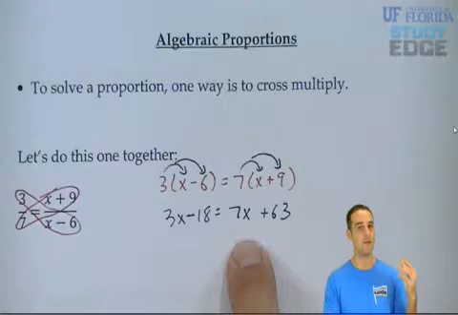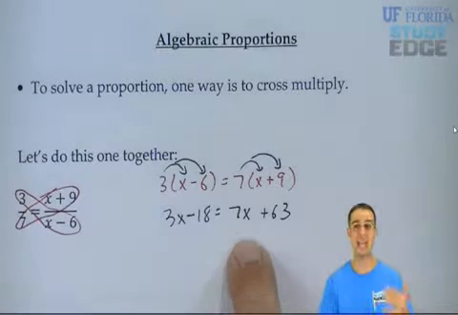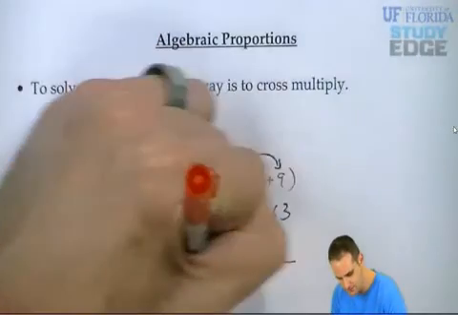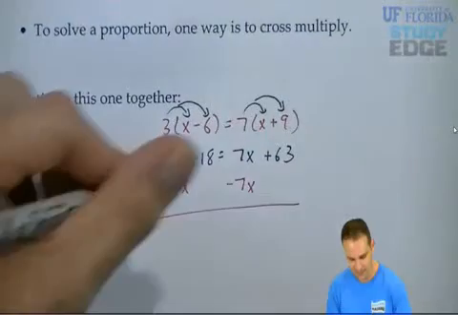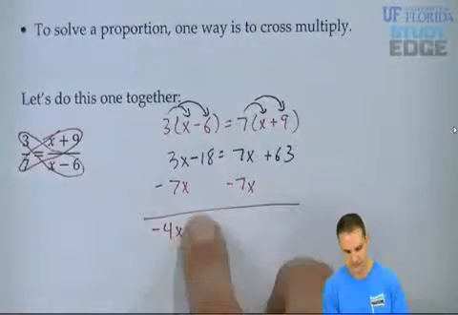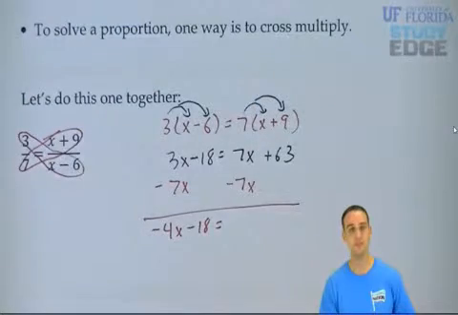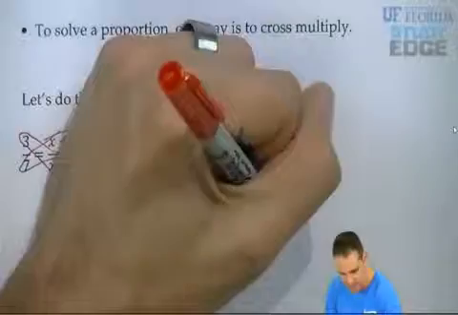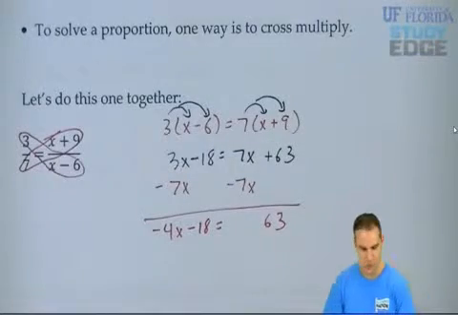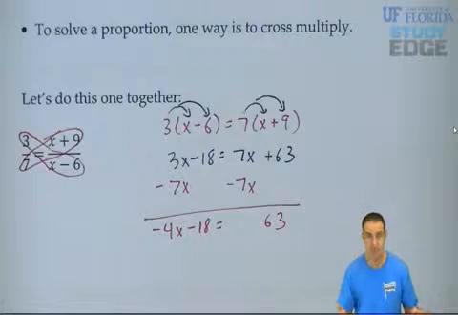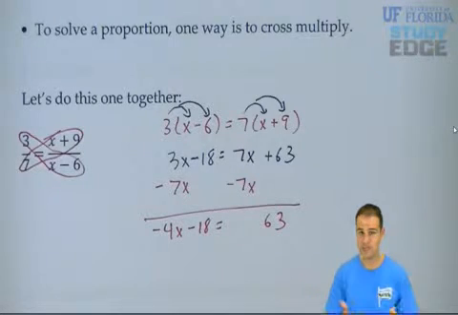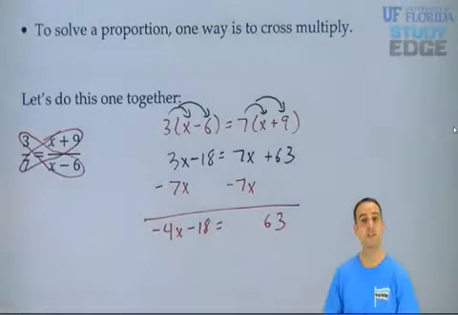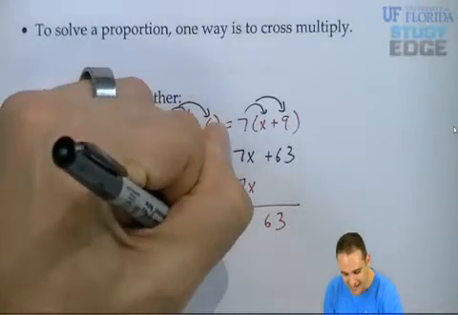So ready? We have a 7x. That's adding 7x, and the inverse of adding 7x would be subtracting 7x on both sides. 3x minus 7x would be negative 4x minus 18 equals 7x minus 7x equals 0, so that simplifies, and we have 63. We went ahead and moved our variables, meaning added and subtracted, to one side, so now we want our constants on the other. The inverse of subtracting 18 would be adding 18.